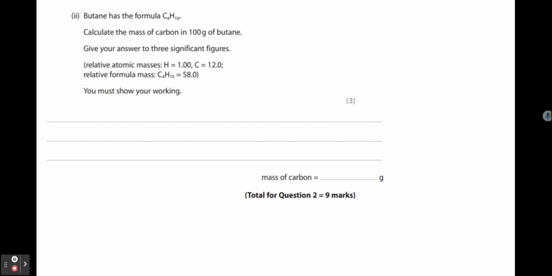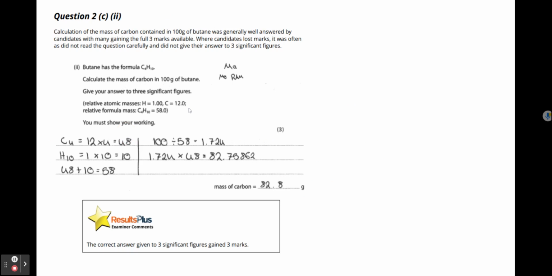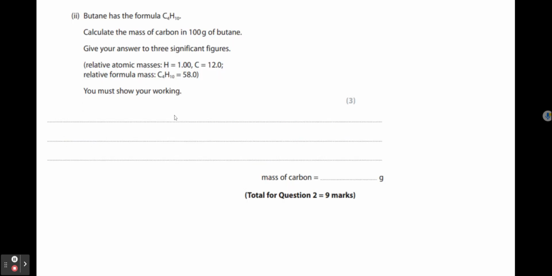So if we look at this, for every molecule of butane, there are 4 carbons. Okay, carbon has a relative atomic mass of 12. So we're going to say for this one that 48 out of the 58 are the mass of carbon. So if we do 48 divided by 58 and multiply it by 100, that would give us the answer.